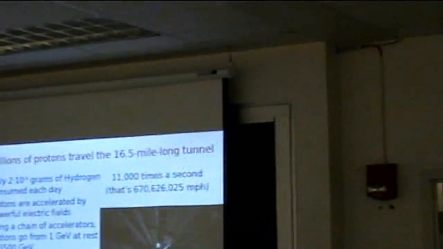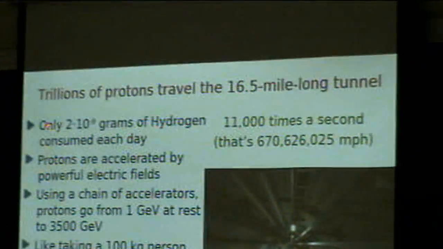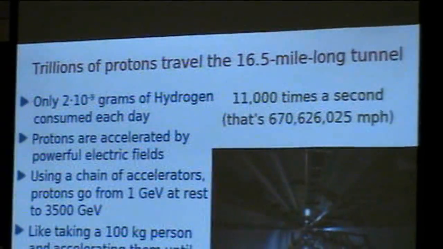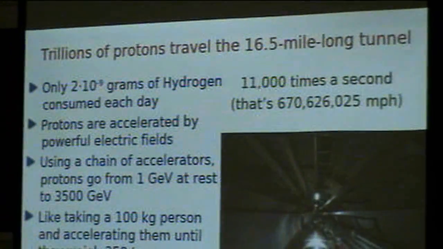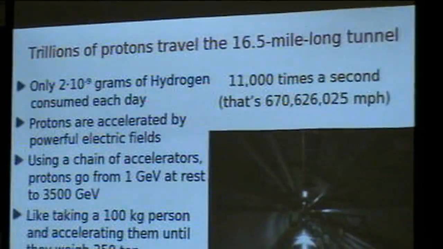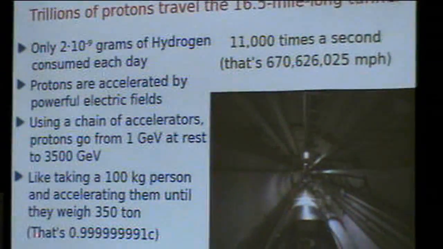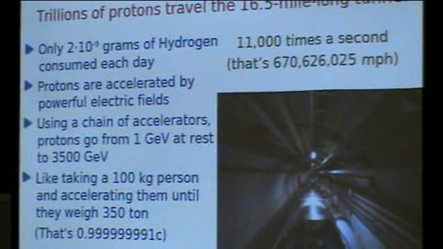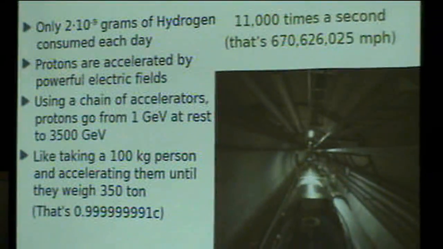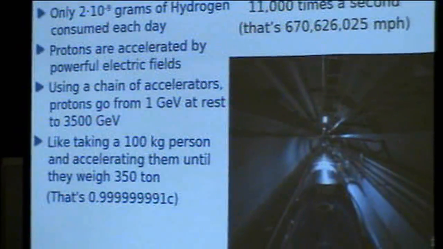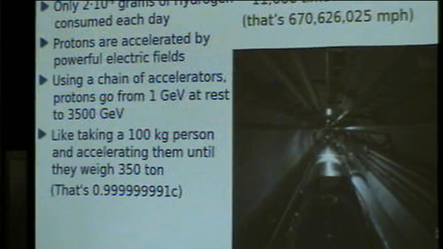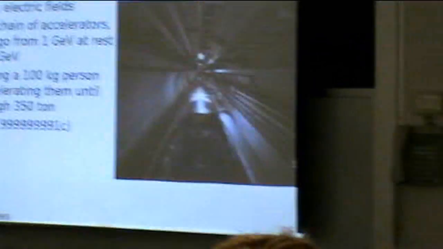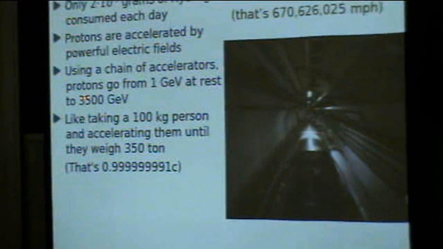Okay? So this is huge in scale. Okay? So let me give you a bit of an idea of what this is. You basically need only 10 to the minus 9 grams of hydrogen to run it every day. We accelerate all these protons to very, very close to the speed of light. Okay? But remember, this is a massive particle. And so this is basically the analog of taking me, if I weigh 100 kilos, and then accelerating me until I become as heavy as basically a small truck, right?